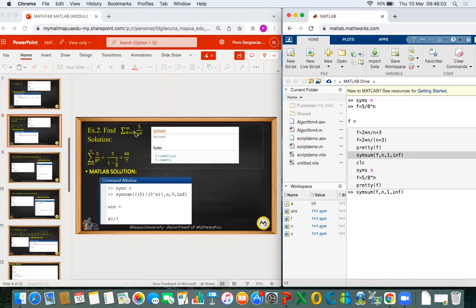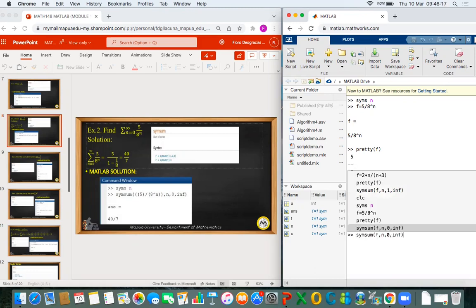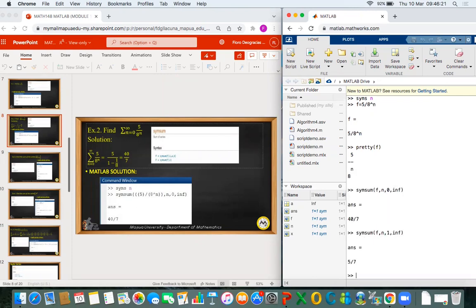But then, class, take note that you have n equals 0 here, you have n equals 1. So you remove that and change it to 0, class. So the answer is 40 over 7. If you will not change that, class, it will give you a different answer, which is 5 over 7. Okay, class? Questions for this second example? None po. Okay.